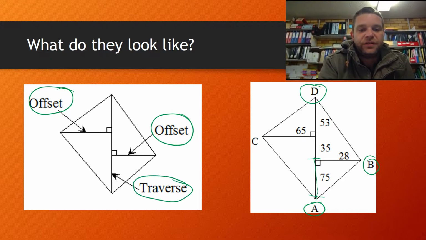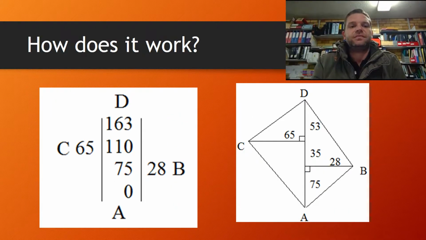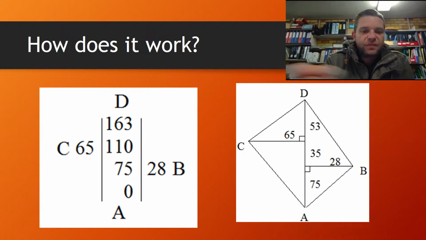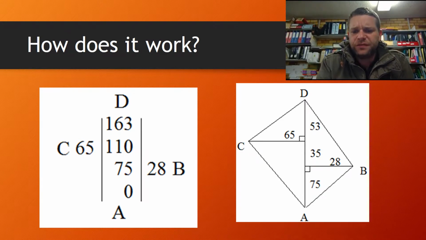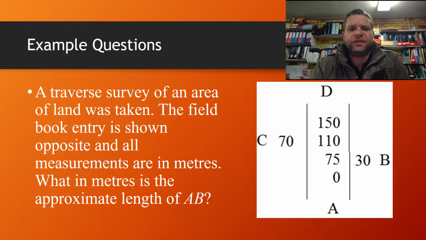We talked about the offsets. The transverse is just that straight line right up the middle. I think we already talked about this one a fair bit last time, so I'll make it really quick. Up our 75, out 28. Up 110, so 75 plus 35 makes 110, out 65. And that last 53 to get us to the end.